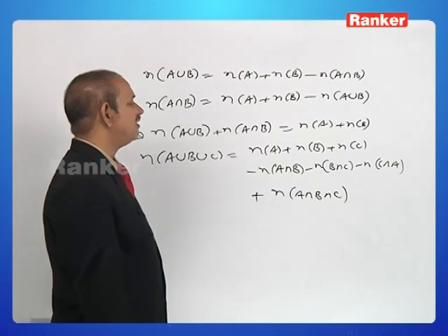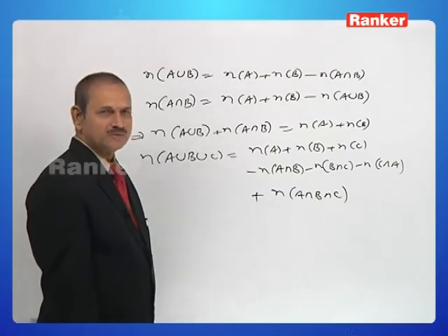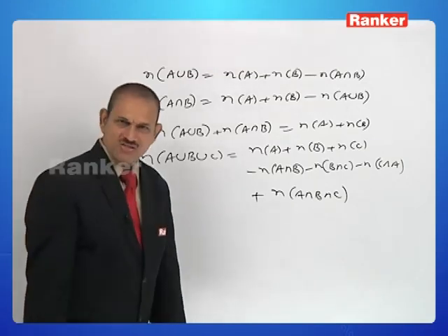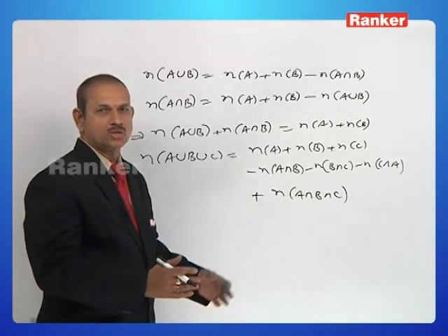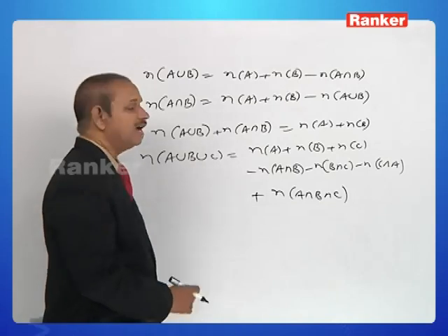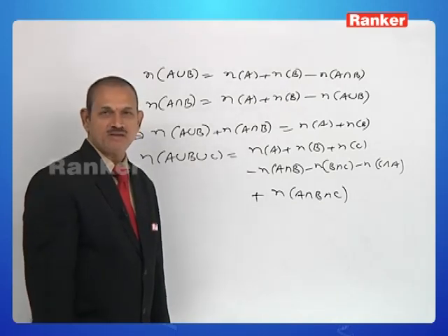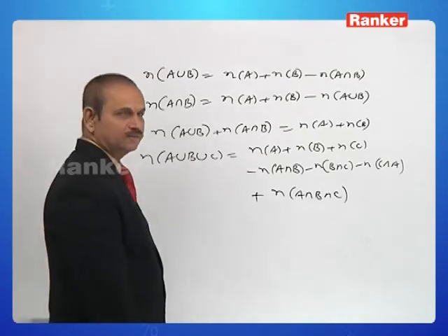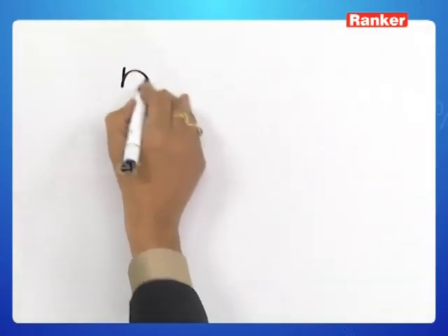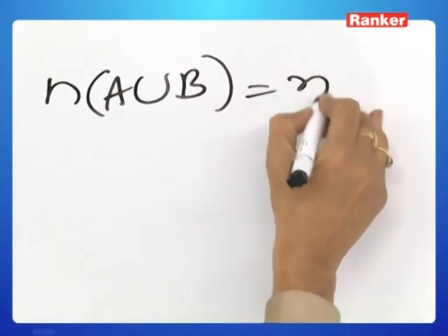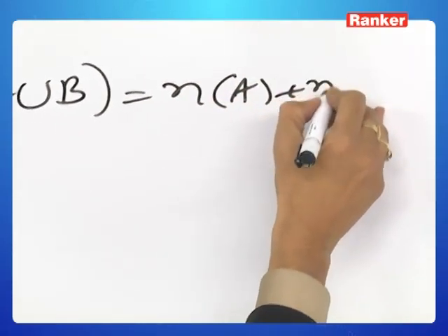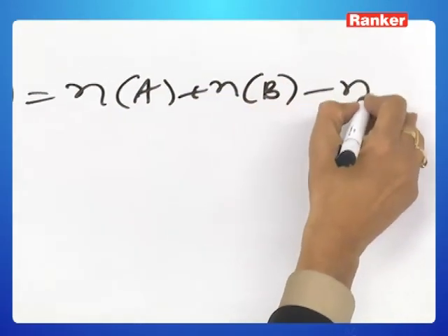Yes, these formulae will help us a lot, and at the end of this topic we shall go through another important and crucial portion regarding n of A union B and n of A intersection B. Next, we know that n of A union B is equal to n of A plus n of B minus n of A intersection B.